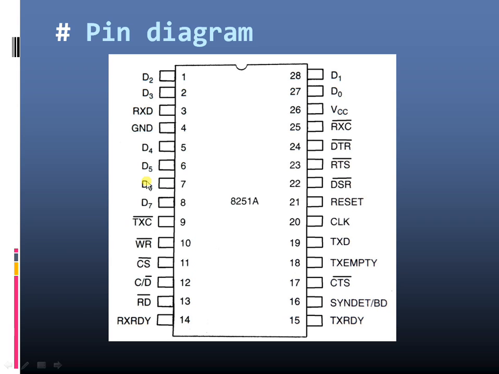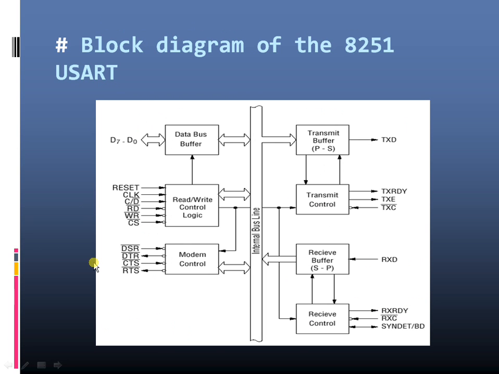Now each and every pin has its own important functionality. Let us see those things. Before that, let us see the block diagram of the 8251 USART. As you can see, this is the block diagram of 8251, where the data bus buffer has an 8-bit data bus. Now this data bus would be connected to the system bus of the processor.